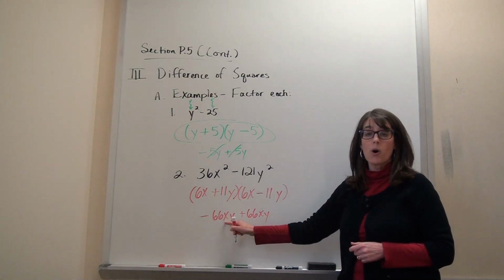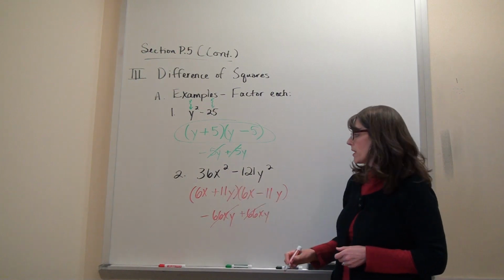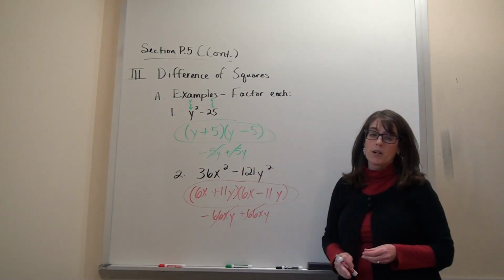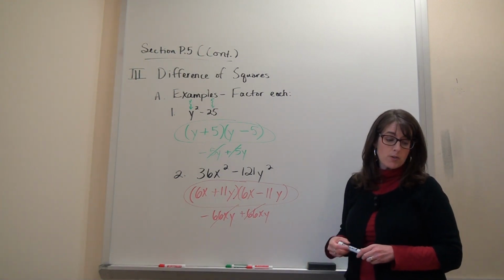Notice here that these two are going to cancel out. And again, I needed them to because I don't have a middle term right there. So this is in fact the correct way to factor that problem. So that's what happens when you have a difference of squares.